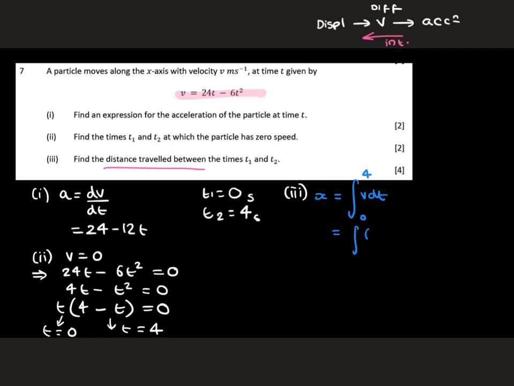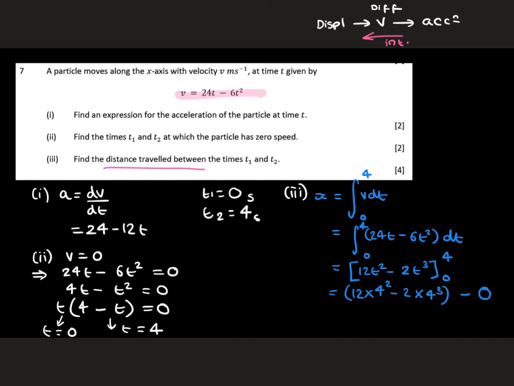So this is the integral of 24t minus 6t squared. Let's integrate between 0 and 4. So this gives me 12t squared minus 2t cubed. And we've got limits of 0 and 4. Let's input our limits, so 12 multiplied by 4 squared minus 2 multiplied by 4 cubed. And of course our lower limit will simply give me 0. So working this out then gives me a distance travelled of 64 metres.